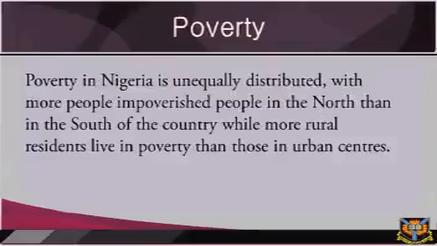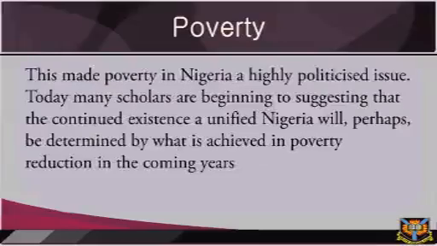Third, and finally, poverty in Nigeria is unequally distributed, with more impoverished people in the north than in the south of the country, while more rural residents live in poverty than those in urban centers. This has made poverty in Nigeria a highly politicized issue. Today, many scholars are beginning to suggest that the continued existence of a unified Nigeria will perhaps be determined by what is achieved in poverty reduction in the coming years. You can therefore see that poverty is a serious social problem that must be tackled in time if destructive social disorder is to be prevented.